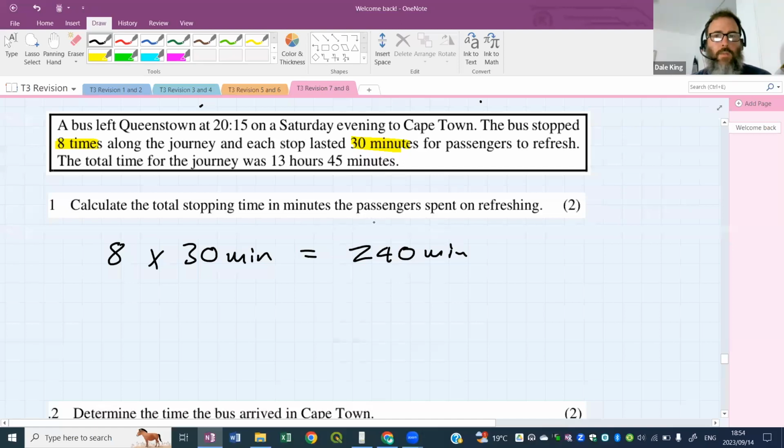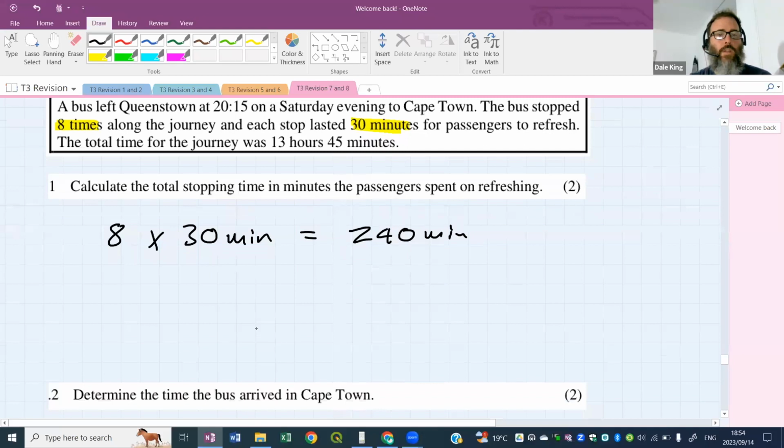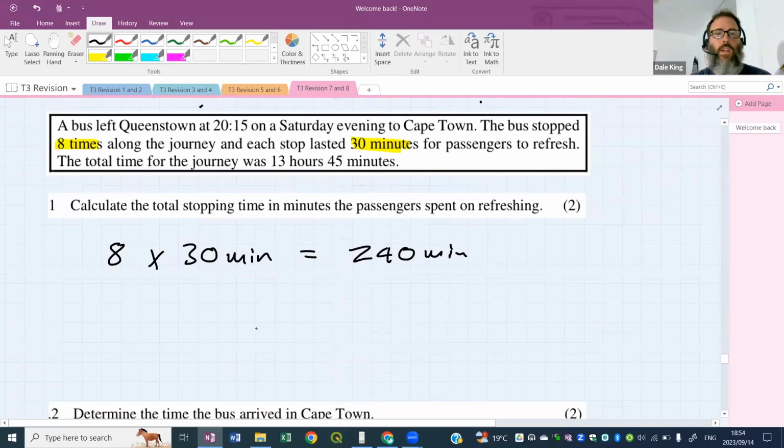Calculate the total stopping time in minutes. We got that. Thank you. I'll take 2 marks. Next question. Determine the time the bus arrived in Cape Town.